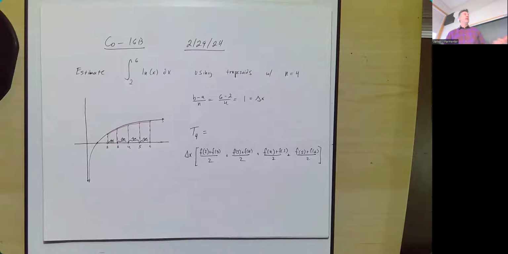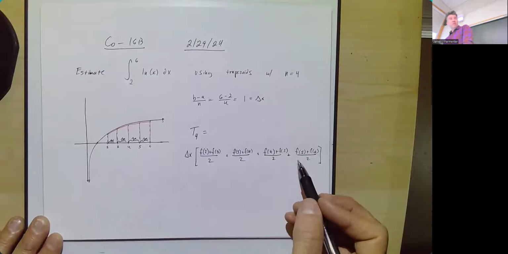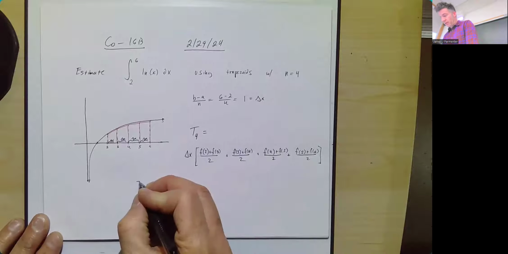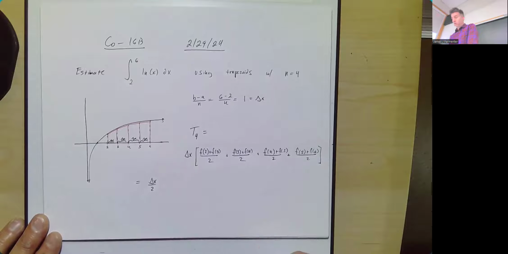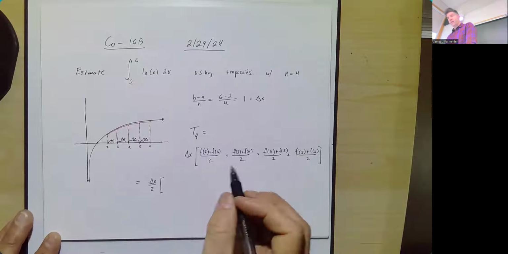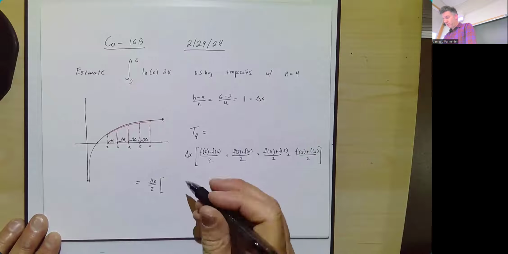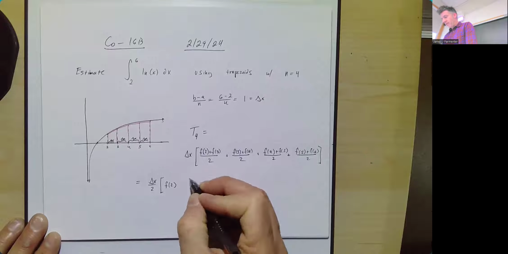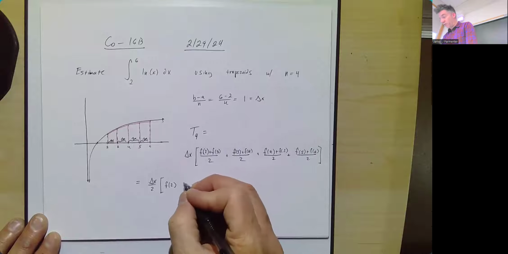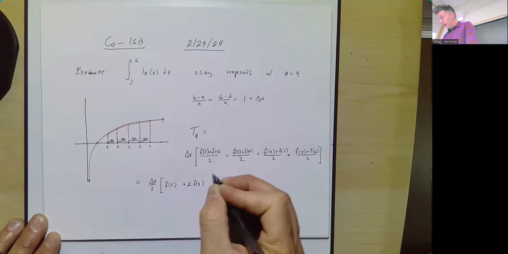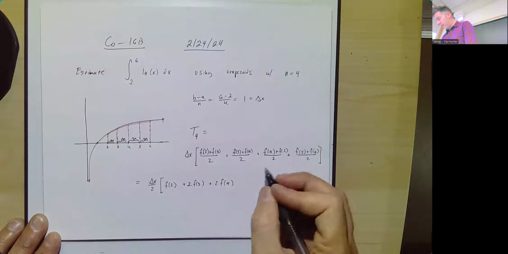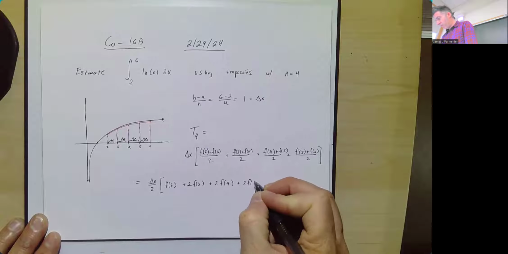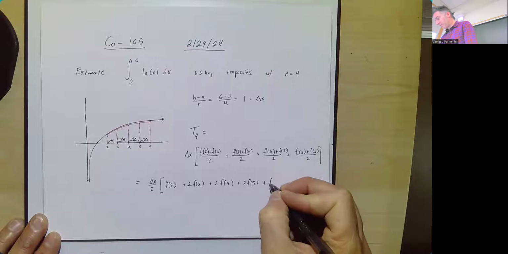Here's how this shakes out. So watch this for a second. I'm going to factor out the 1/2 from each of these. I'm going to get delta x over 2, which is just 1 over 2, times, now watch this, f of 2, and then I have f of 3 plus f of 3, so I have 2 times f of 3. I have 2 times f of 4. I have 2 times f of 5. And I have 1 times f of 6.